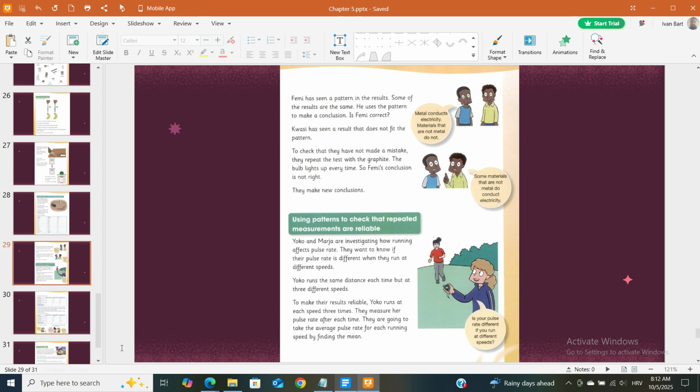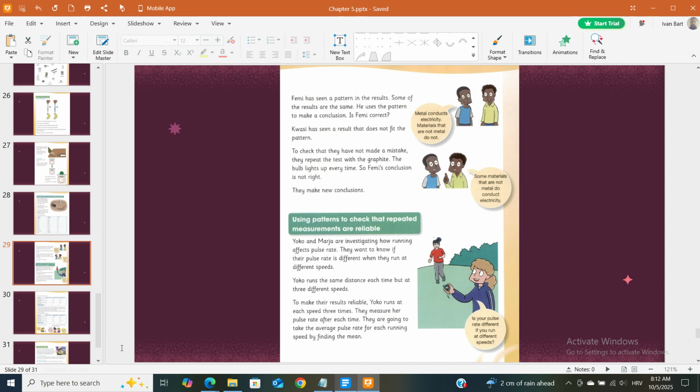To check that they have not made a mistake, they repeat the test with the graphite. The bulb lights up every time. So Femi's conclusion is not right. They make new conclusions. Metal conducts electricity. Materials that are not metal do not. Some materials that are not metal do conduct electricity.